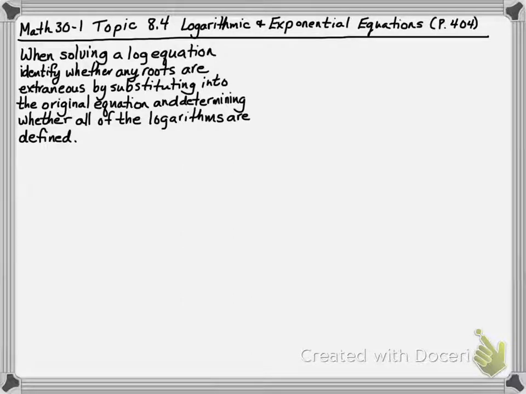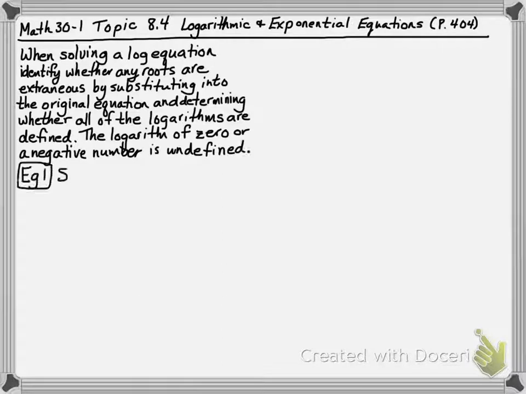This time in Math 30-1, we're looking at our last topic in Chapter 8 on logarithms. Topic 8.4, we're looking at logarithmic and exponential equations from page 404. When solving a log equation, we have to identify whether any of the roots are extraneous by substituting into the original equation and determining whether all of the logarithms are defined. The logarithm of 0 and a negative number is undefined.